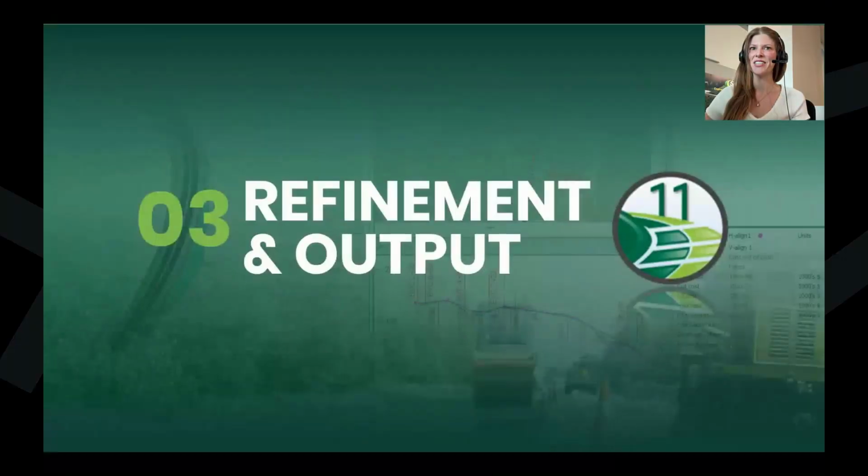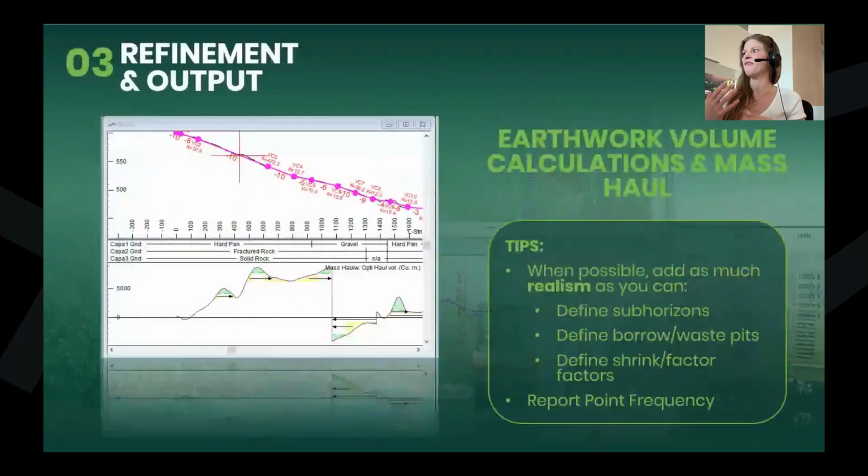Okay, section 3 is really all about tools that you can use to refine your design as well as output. One of the most important visuals we tend to look at is on the earthwork volume side of things. We've got a whole bunch of ways to look at our earthwork volumes. That includes the mass haul, as well as data tables, and being able to iterate and look at the impact that design changes have on that mass haul.